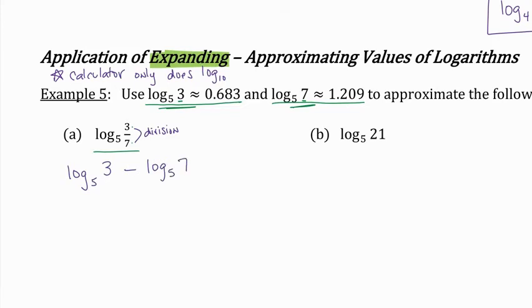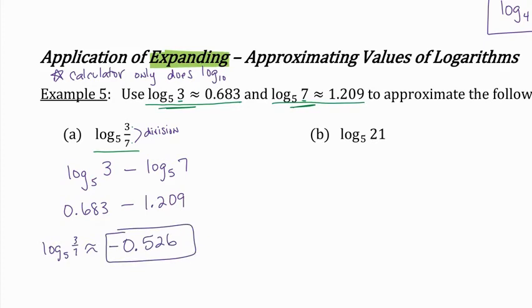And then I know those two values from what's given to me up there, right? It said that log base 5 of 3 is actually 0.683, and log base 5 of 7 is 1.209. So then if we do that math in our calculator, 0.683 minus 1.209, we get an approximate value for log base 5 of 3/7 of negative 0.526. All right. So we can expand and then use values we know to find other values.